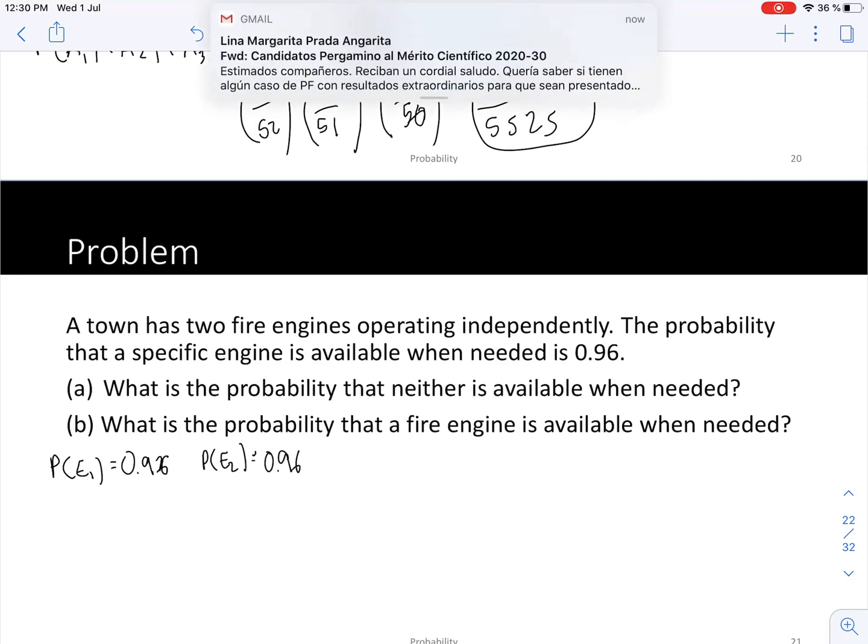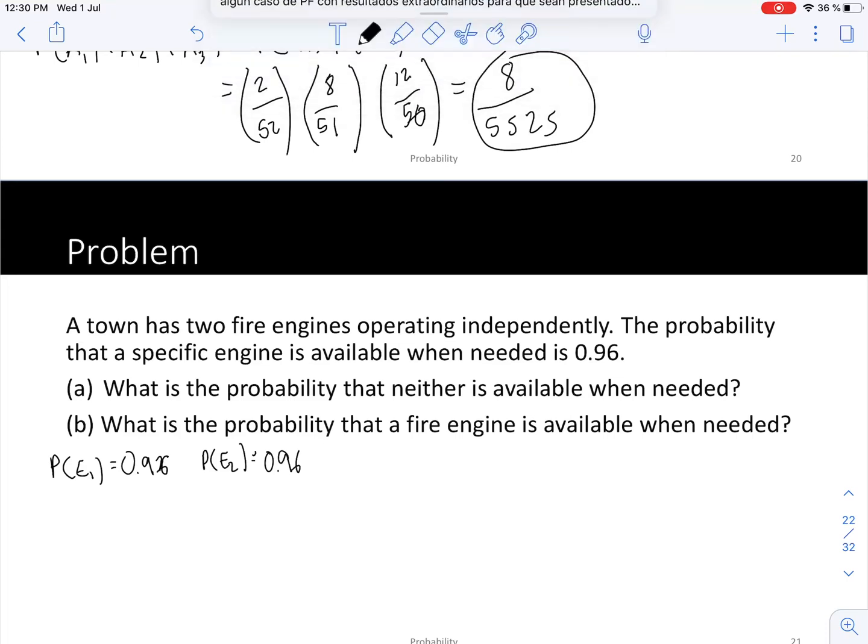The first question is A. What's the probability that neither is available when needed? So what's the probability that they won't be working, right? So A. What being asked here is the probability that E1 is not working, right? That's the complement of E1. Intersection, because at the same time that E2 is not working either, right?